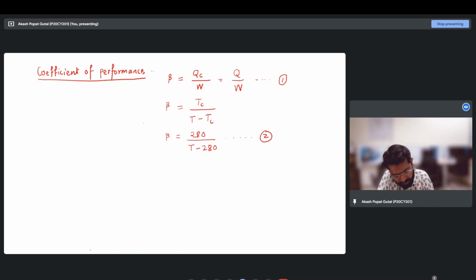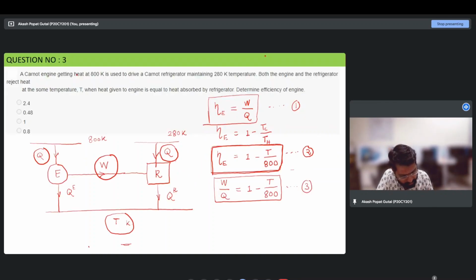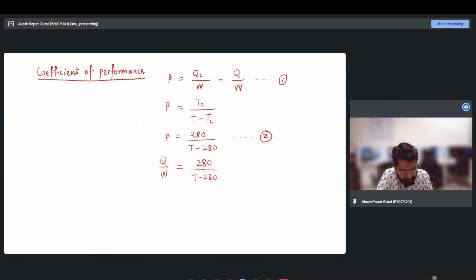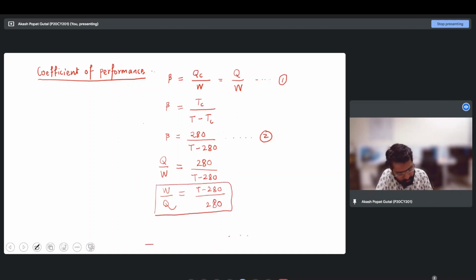So again we can equalize 1 and 2 to get Q by W. Q by W is equal to 280 divided by T minus 280. So here we are having W by Q, so let's convert it into W by Q for simplicity of comparison. So this will be T minus 280 divided by 280. So we are getting both things.